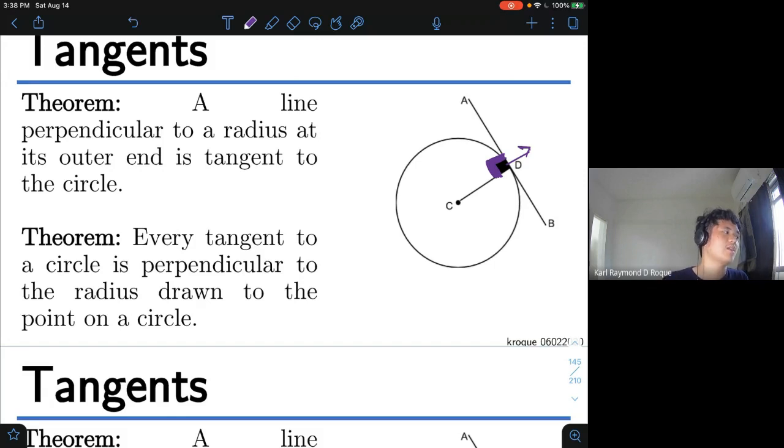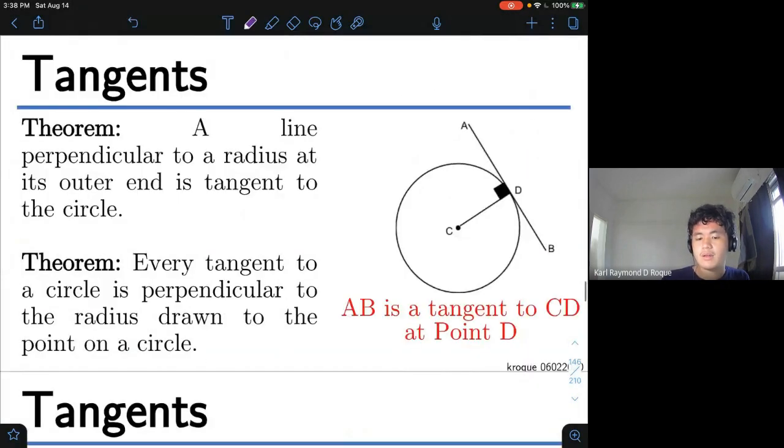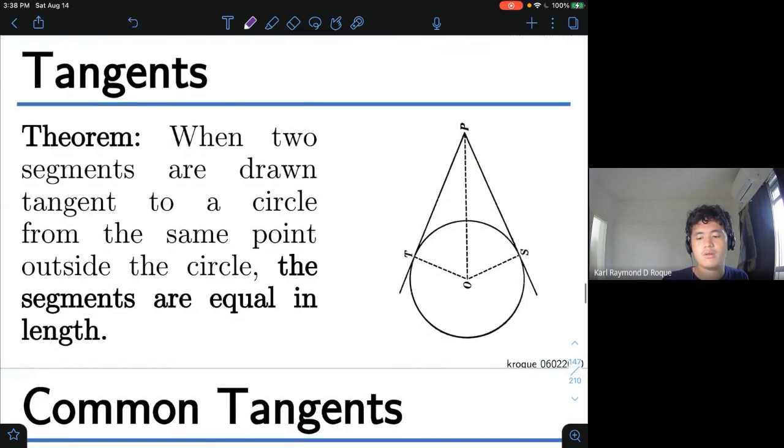Every tangent to a circle is perpendicular to the radius. Every radius is perpendicular to the tangent. Iyan, no? AB is tangent to CD at point T. CD is the radius. AB is the tangent. Then, when two segments are drawn tangent to a circle from the same point outside the circle, the segments are equal in length.